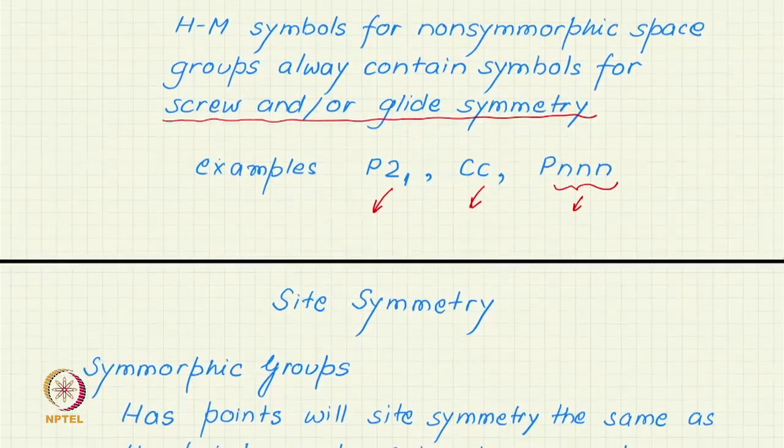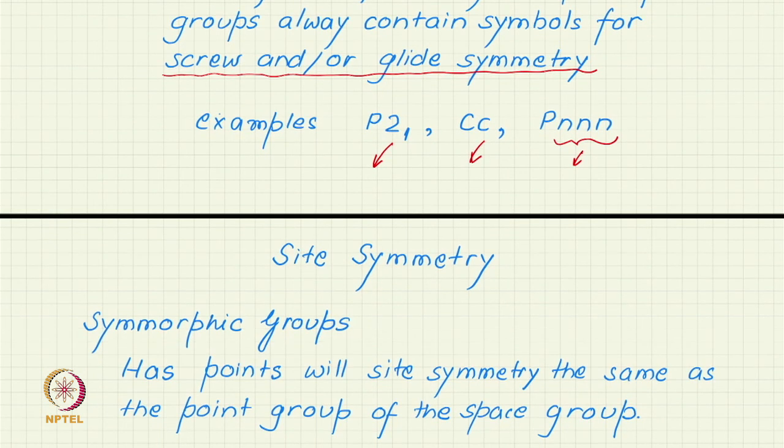Another interesting distinction between the two types of groups, symmorphic and non-symmorphic, is in terms of the site symmetry. Now, by site symmetry, as you know, we mean the point group symmetry of a particular site, not the point group symmetry of the entire crystal, not the point group symmetry of the space group, but point group symmetry at a given site, which means what symmetry operations are actually leaving that particular site invariant, that particular site fixed.